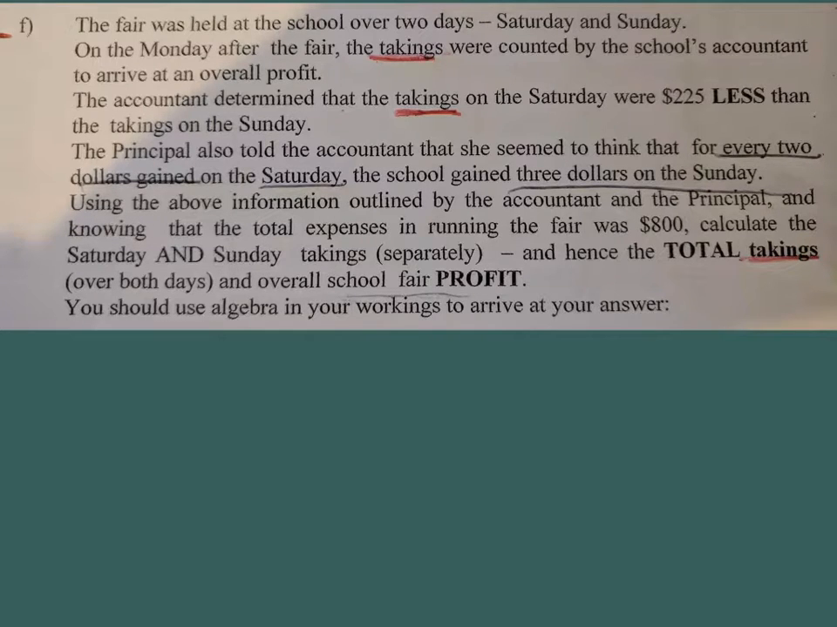Okay, here's our question about the fair being held over 2 days, Saturday and Sunday. The first thing I'm going to do is give Saturday and Sunday a letter each. So I'm going to write let Saturday equal X and let Sunday equal Y. That's just so I know what's X and Y, because we have to make some sort of algebraic comment here.